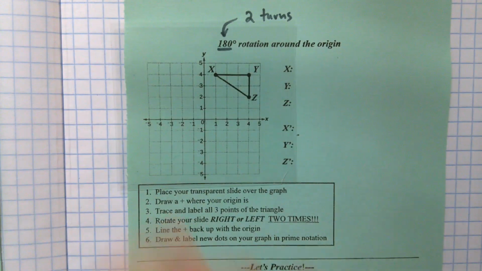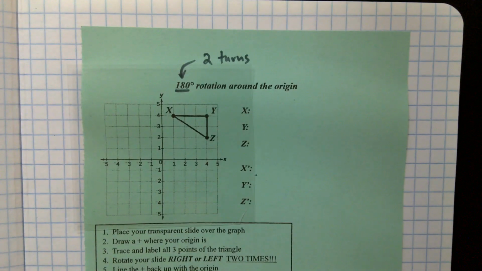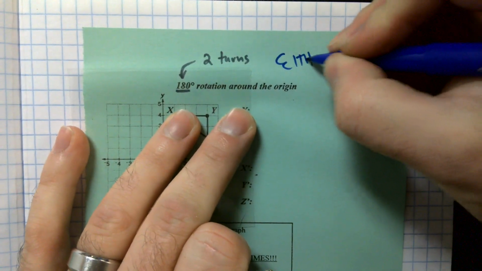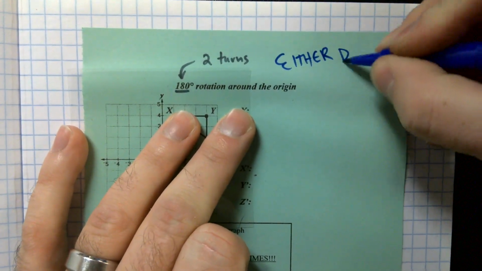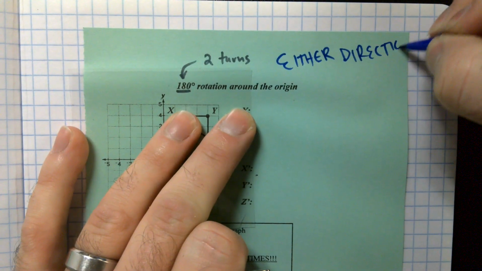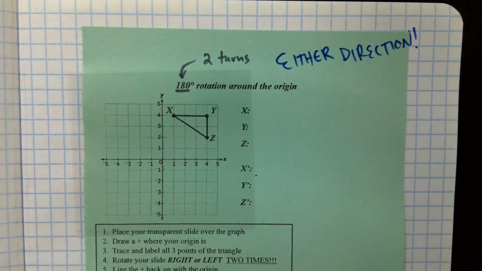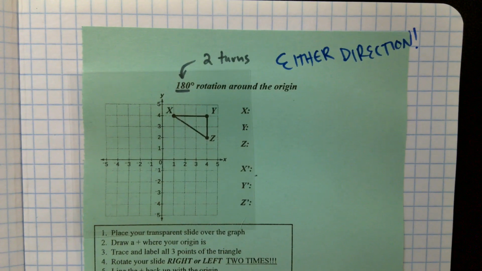So 180 degrees, sorry if that confused you. 2 turns either way. Or, let's be specific, either direction. This is the easiest one because we can't turn the wrong way. As long as we turn it twice, we've done it right.